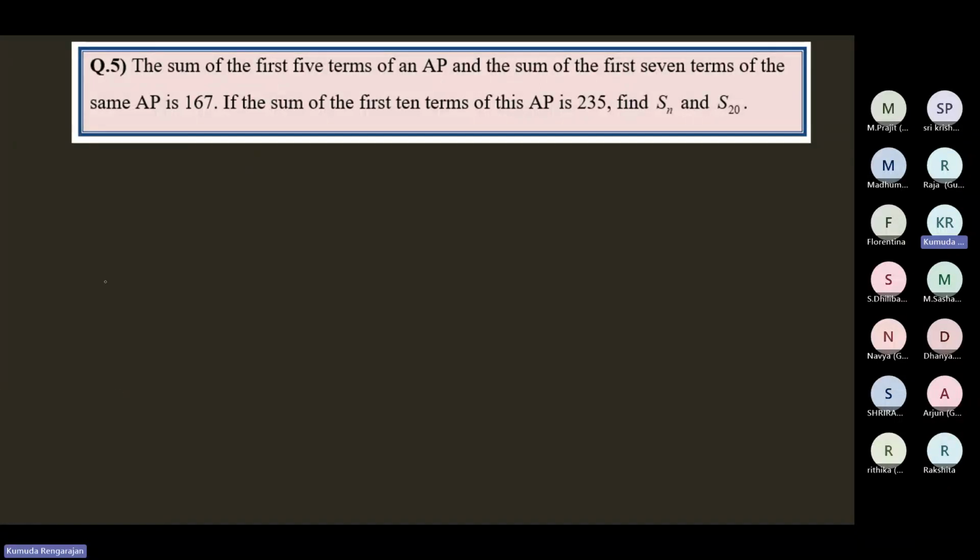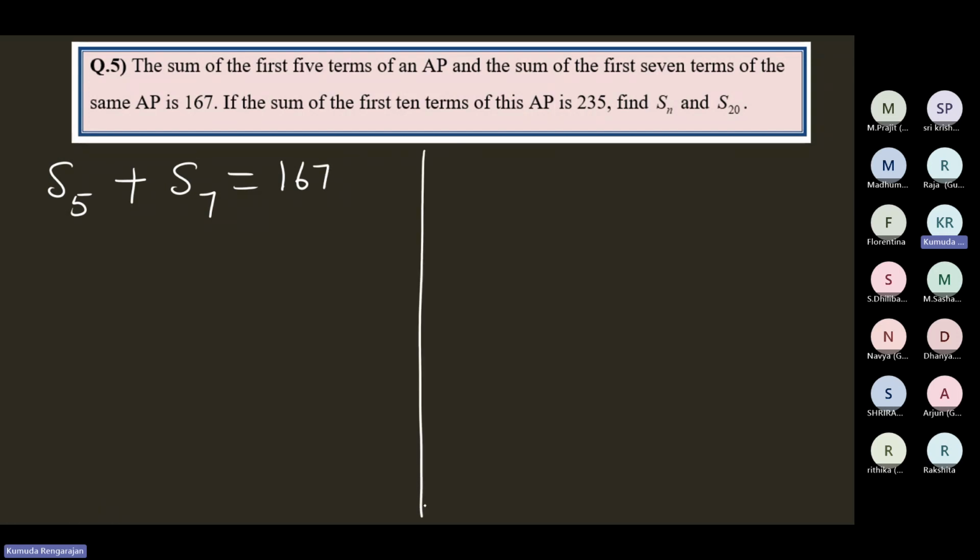So one second. I'm just treating this one as S5 and I'm taking it as plus. And the sum of the first 7 terms of the same AP, so this is S7. So let's work it like this and check if you're getting a meaningful answer. The sum of the first 5 terms is S5 and we take as plus, and the sum of the first 7 terms of the AP is 167. Work it like this, children, and tell me if this is working.